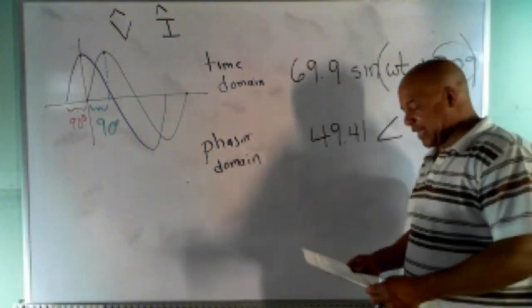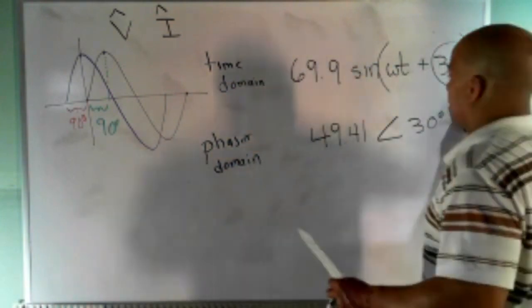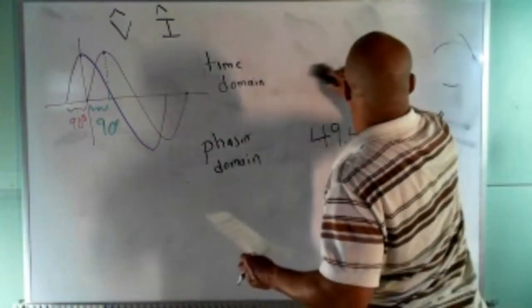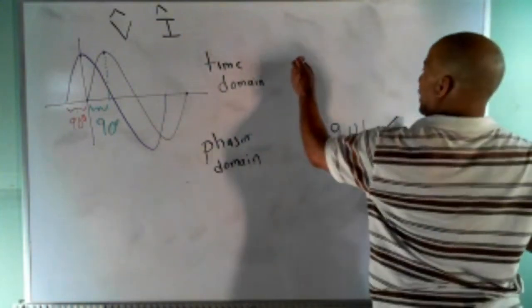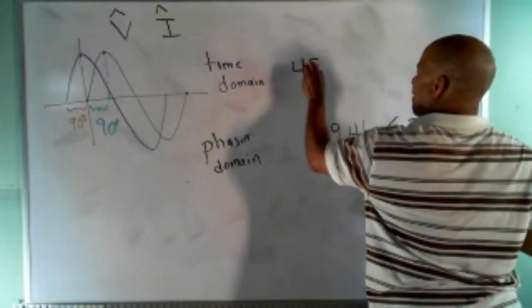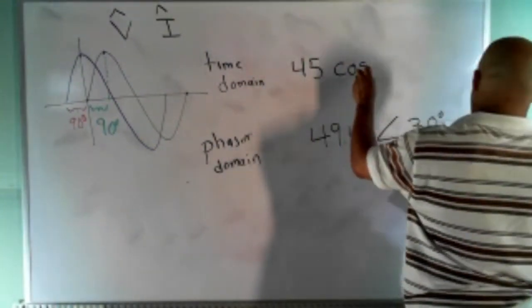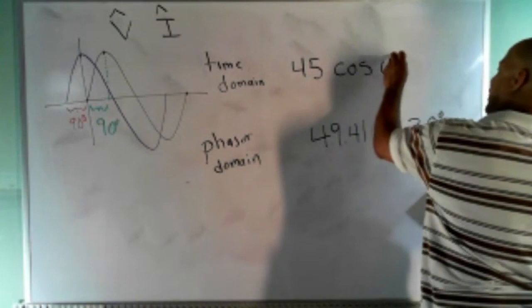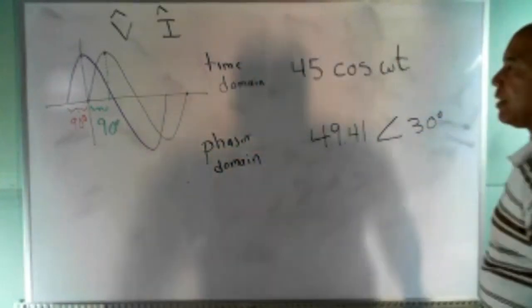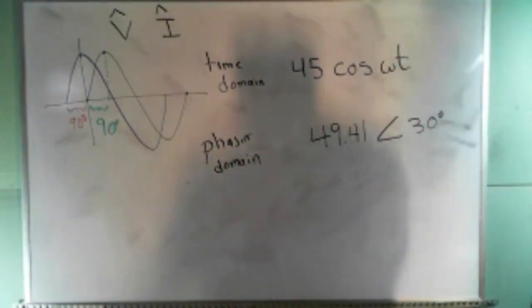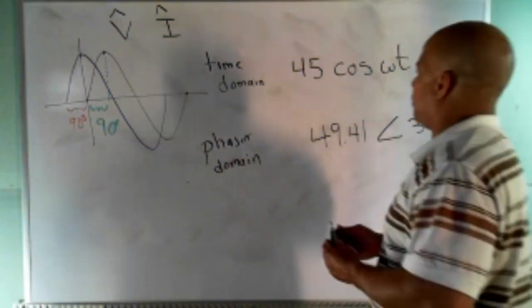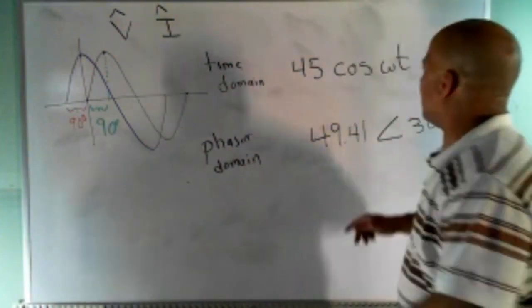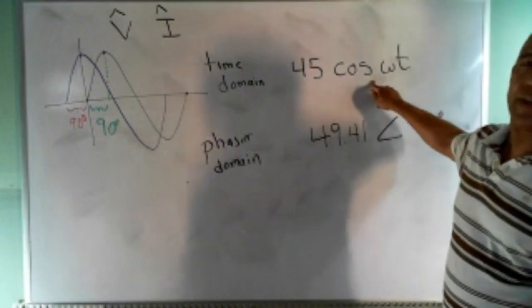Now, this last one, let me talk about that one a little bit. Here's what this is. It's 45 cosine omega t. And I want you to write that as a phasor. Now, what you want to do here, you've got to convert that to a sine.